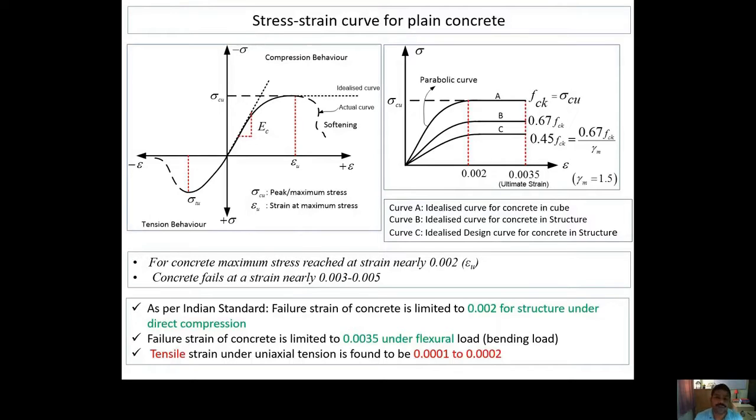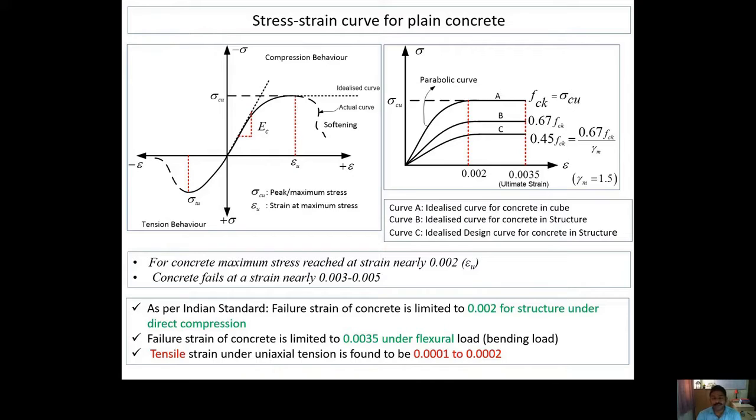In the graph here, the left side graph is showing the stress-strain pattern of concrete. In the left side graph, there are two parts. One is showing the compression behavior, and the right side is showing the tension behavior. The compression behavior is that the concrete specimen is subjected to compressive load, and we are trying to get the stress as well as the strain, and we are plotting it in a graph.